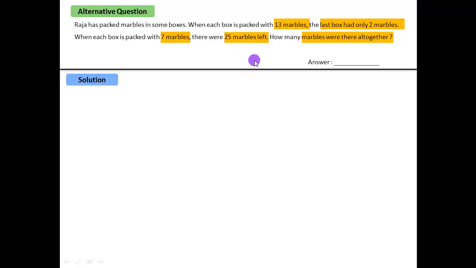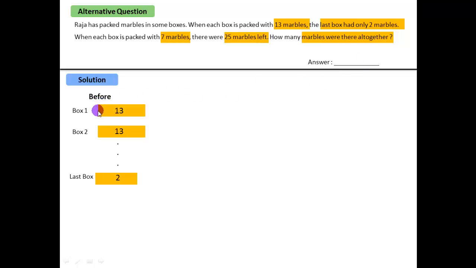Here's an alternative question. Let's quickly look at its key points. When there were 13 marbles in each box, the last box had only 2 marbles. And when there were 7 marbles in each box, there were 25 marbles left. Now we're supposed to find the number of marbles there were altogether.